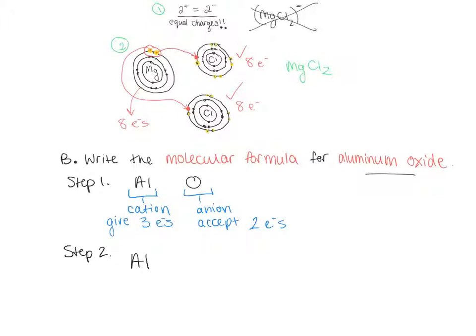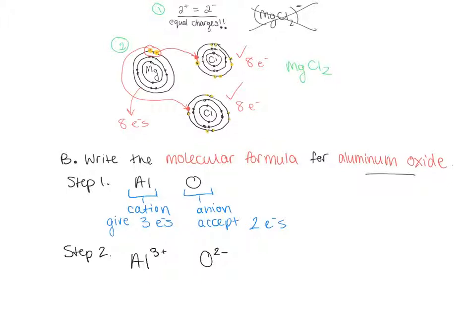So aluminum has 3, it's easier to give 3 than it is to take 5, because we're trying to make 8. So if you give 3 negatives, you become positive, and by a factor of 3. So you're giving away 3 negative things, so you're going to become positive 3. Oxygen, on the other hand, is going to accept 2, so it's going to gain 2 negatives, so it's going to be 2 minus. So these are their charges.